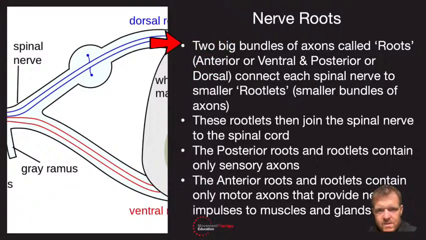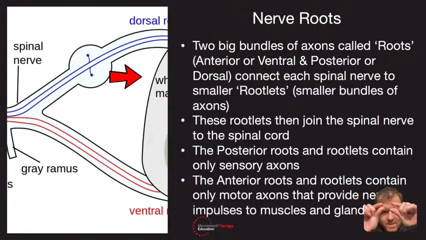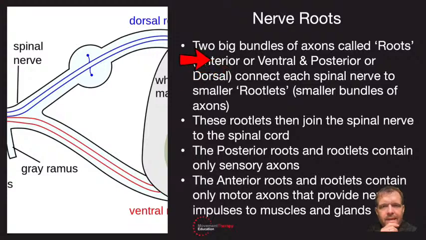The nerve roots, which we've just seen, so we see those things coming out of the side of the spinal cord, and you saw that there was one at the front and one at the back. So that top-down image where we saw them split was really useful. But they do different things. Okay, so there's 2 big bundles of axons, which are the name for the nerve tissue. They're called roots, and we've got an anterior or ventral, so that's towards the front, and then a posterior or dorsal, so like I said, the dorsal fin.